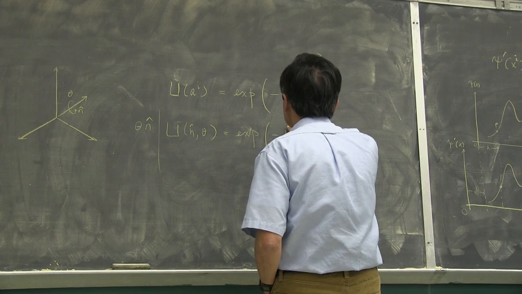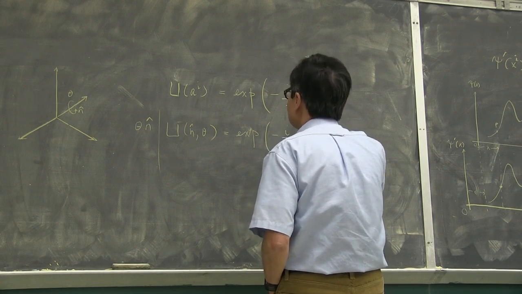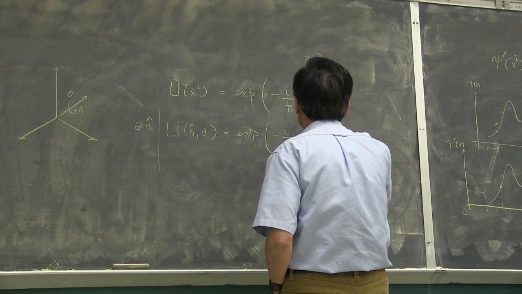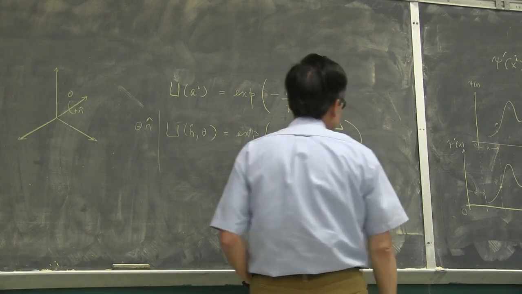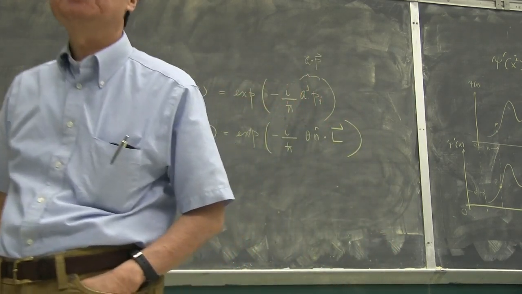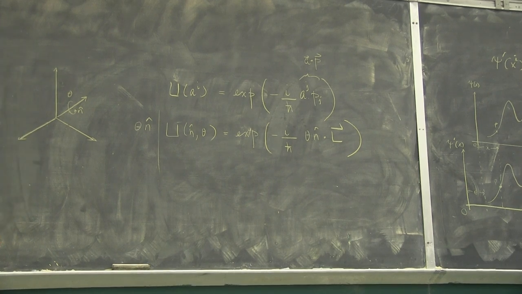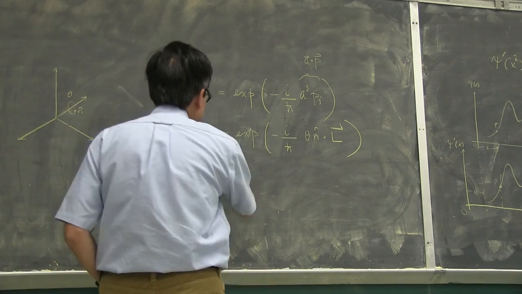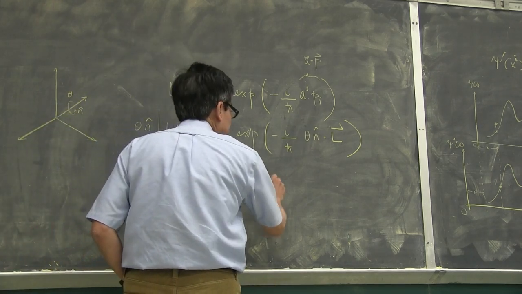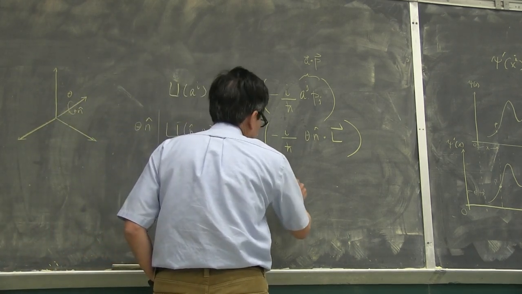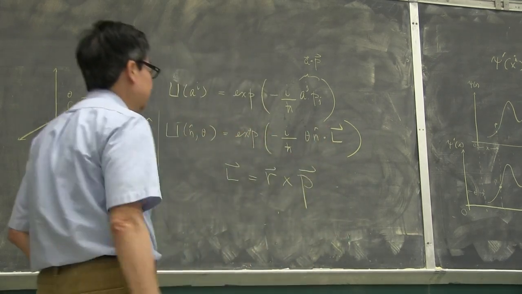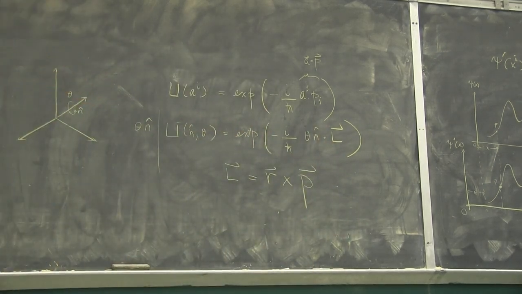Minus i over h bar, theta, i, L, i. L1, L2, L3 are the three components of the quantum mechanical angular momentum operator. And L is still a differential operator. Why? Because L, whether in quantum mechanics or actually in classical mechanics, we'll just look at it like this first, okay?